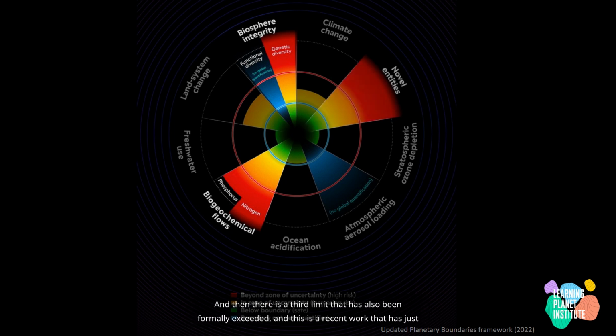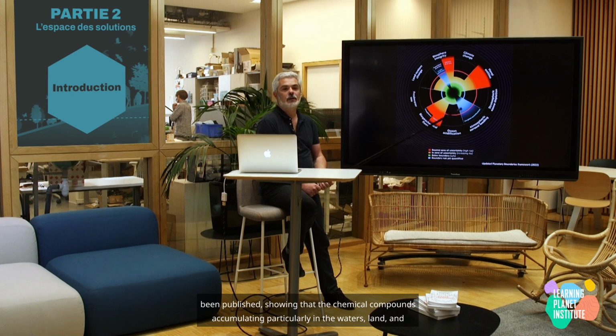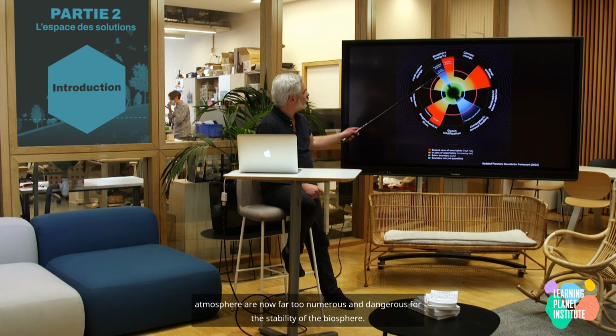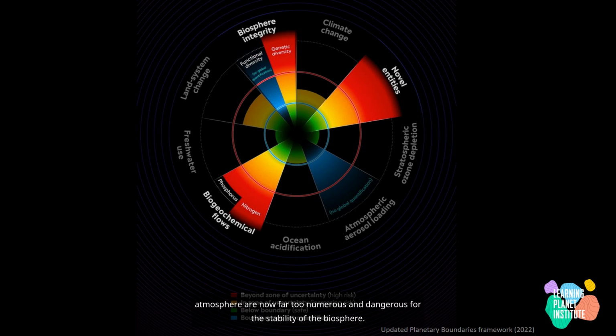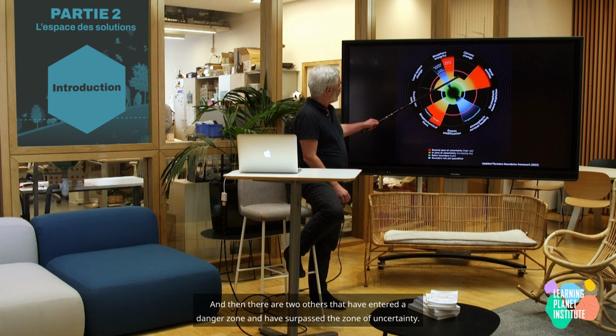And then there is a third limit that has also been formally exceeded, and this is recent work that has just been published, showing that the chemical compounds accumulating particularly in the waters, land and atmosphere are now far too numerous and dangerous for the stability of the biosphere. So we have these 3 limits that are formally exceeded, which have entered a zone of proven danger. And then there are 2 others that have entered a danger zone and have surpassed the zone of uncertainty.